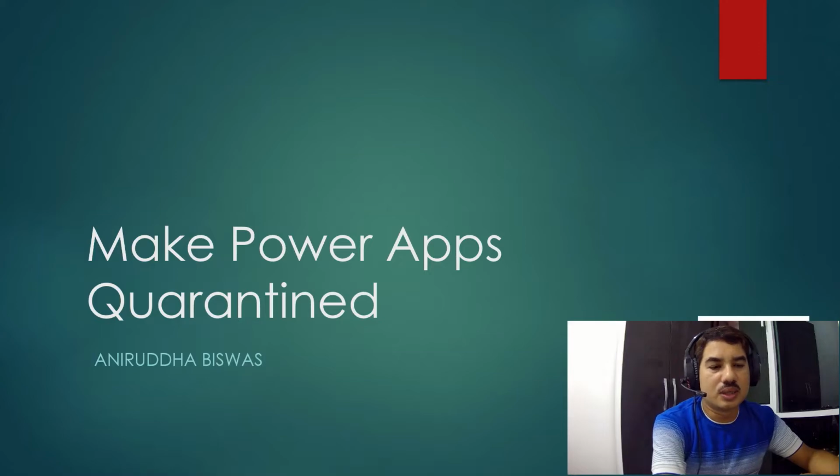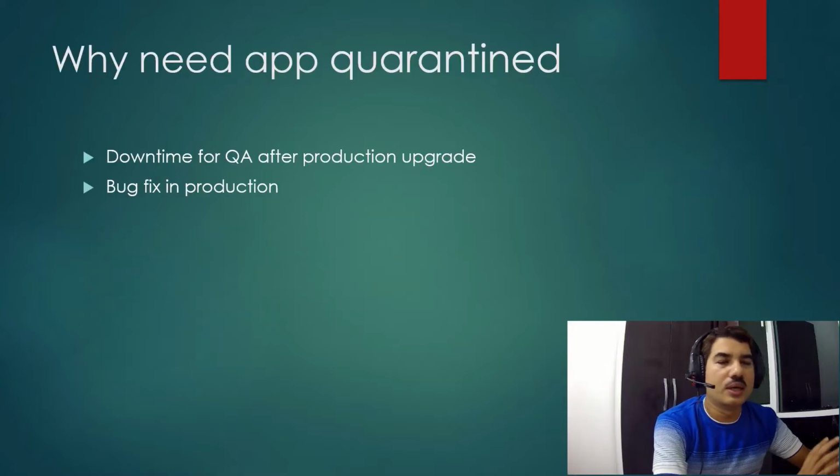Let's consider one scenario. There is a Power App already in production and you wanted to update it with some CRs or something. After deployment you wanted to test and make sure that it is working fine in production. At that time you don't want other people to access it so that they will not submit a wrong record. Sometimes in your dev, SIT, UAT there is no problem, but whenever it comes to production there is some kind of bug.